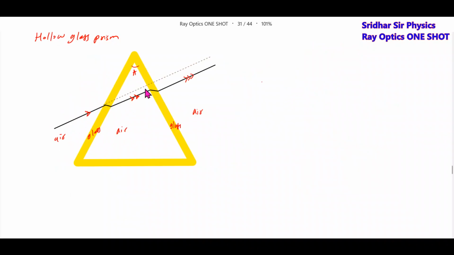Next we have the hollow glass prism. If the ray of light is incident on it, it will undergo double refraction here, and the emergent ray again will be parallel to the incident ray. Again it will undergo double refraction and this will be the emergent ray. There won't be any deviation for the hollow glass prism. The net deviation will be 0. Literally no use. So only we can see a lateral shift.